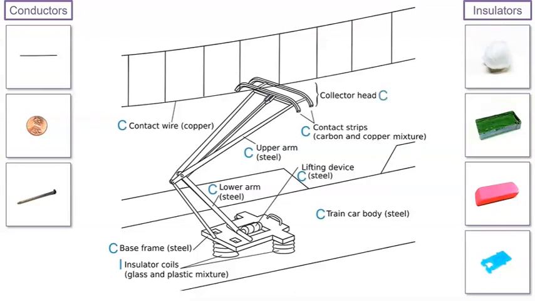Great. Use your finger to trace the path of electricity from the contact wire to the top of the train. Did you trace a path that looks like this? Awesome.